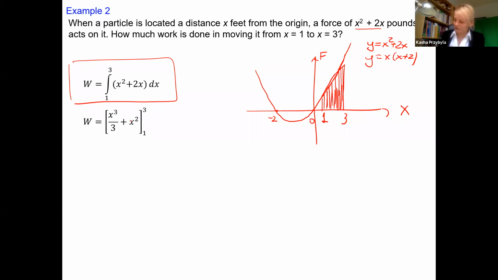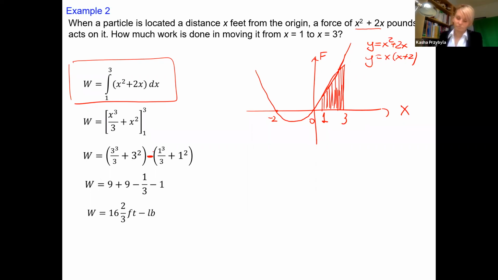X cubed over 3, plus x squared, substituting upper limit 3, substituting lower limit, and I hope I didn't make any mistake. 27 over 3 is 9, that's 9, 1/3 and 1. Subtracting, because we're distributing the negative. Okay, 18, 17, 16 and 2/3.